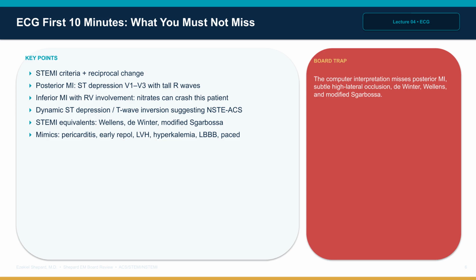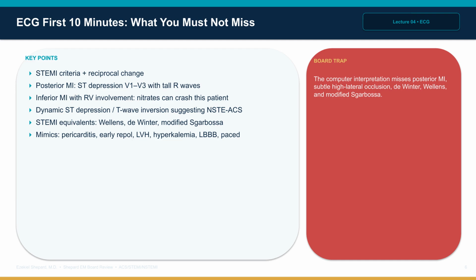In the first 10 minutes, the ECG must answer a practical question. Does this patient need immediate reperfusion or high-risk ACS management? Look for STEMI criteria and reciprocal change. Look for posterior MI, which may appear as ST depression in V1 through V3 with tall R waves. Look for inferior MI with right ventricular involvement because nitrates can harm that patient. Look for dynamic ST depression or T-wave inversion suggesting non-ST elevation ACS. And look for STEMI equivalents such as Wellens, De Winter, and modified Sgarbossa patterns.